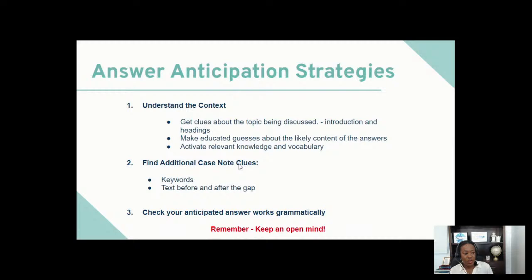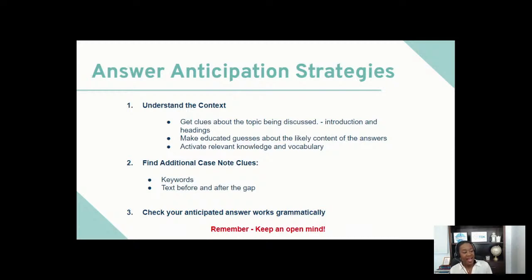Then you're going to look for additional clues, extra clues that you can find in those case notes. These clues will come from keywords that you'll see in the question paper, as well as looking carefully at the text you'll see before the gap you fill and after the gap you fill. Once you've thought about what answer is likely to be required, you can check whether that anticipated answer actually works grammatically. If it doesn't make grammatical sense, then there's been a mistake.